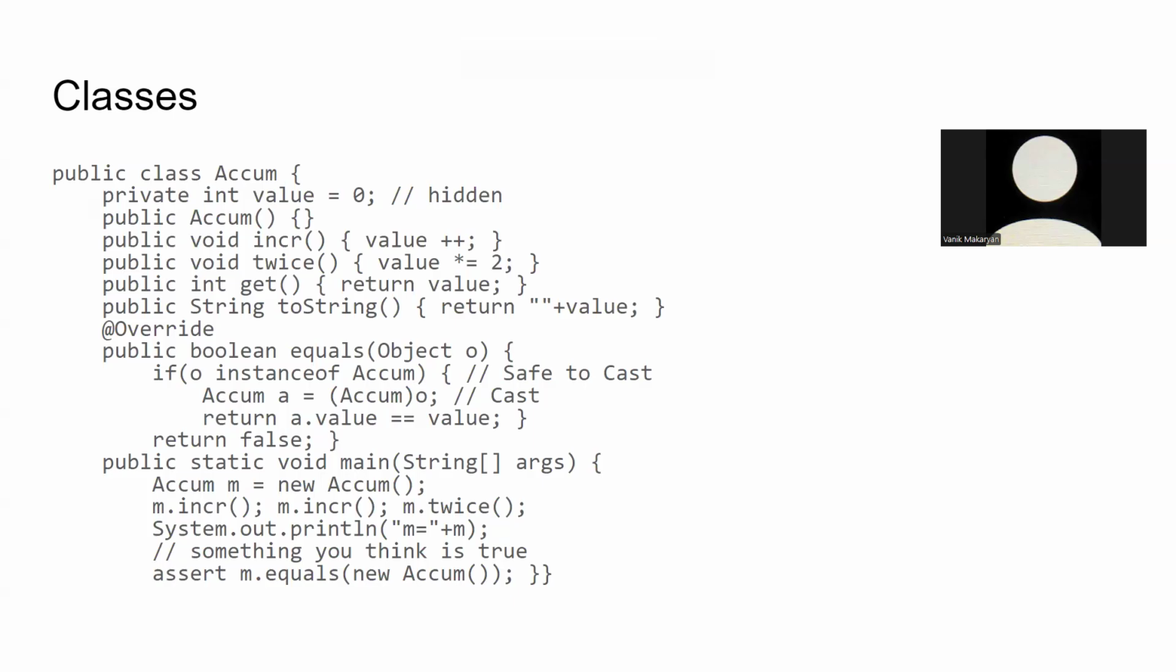So what this one has is a private int value 0, and that means it's hidden. Nobody else but this class can see that value. And it's not static, so it's an instance variable. I could make it private. I mean, you can combine things. You can say public static and so on.